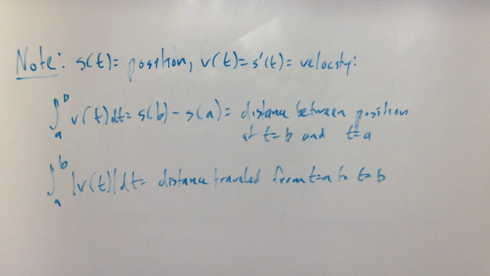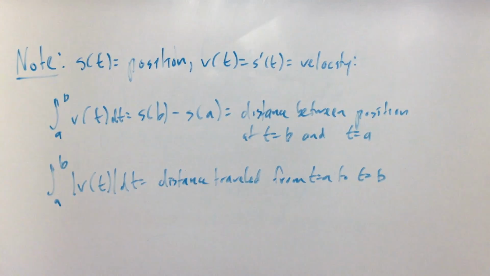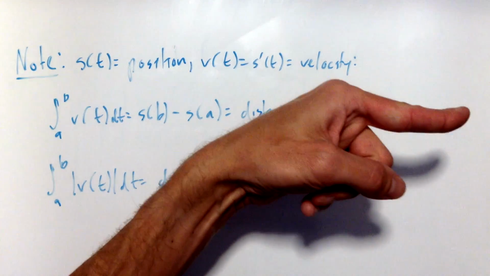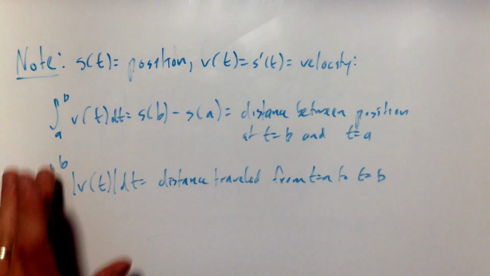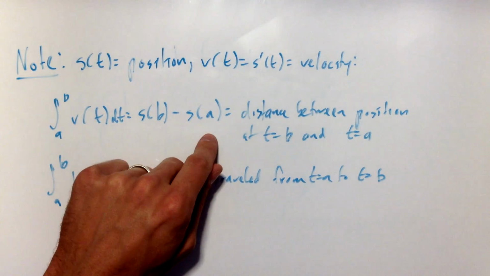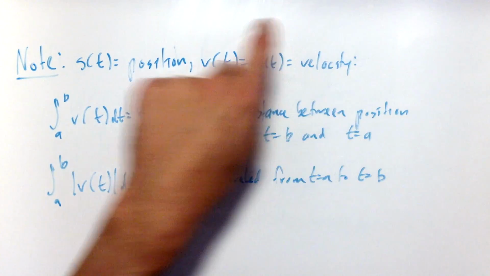All right, I'd like to emphasize once again that this is really the net change theorem, which is really just saying what's the difference between where I am at B versus where I was at A. And one of the best ways to illustrate this is via position and velocity. So if S of t is a position function telling us where we are along an axis at time t, and v of t is the velocity, so that if it's positive it means we're going this way, negative means we're going that way, then the integral from a to b of v of t is S of b minus S of a. It's just the distance between where I am at time b and time a.